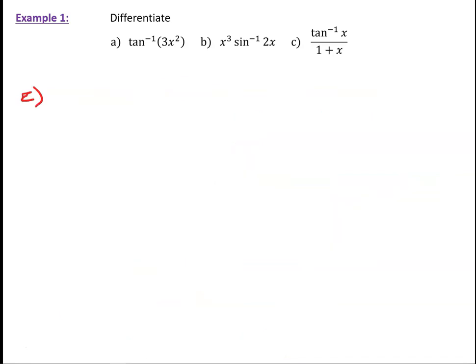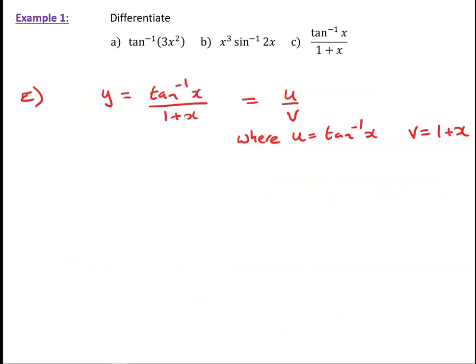Moving on to the final example, we're going to need to use the quotient rule with u equals tan to the minus 1 of x and v equals 1 plus x. So du by dx is 1 over 1 plus x squared. dv by dx is just equal to 1. And using the quotient rule to differentiate u over v, we obtain du by dx times v minus u dv by dx all over v squared.